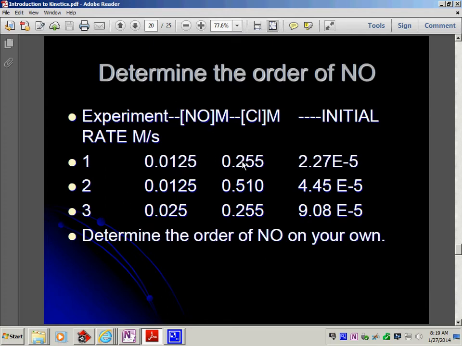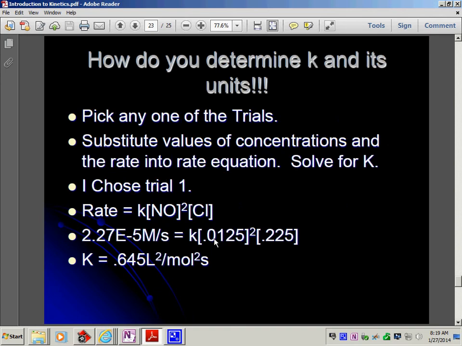Substitute concentrations in for each of these individuals, and substitute the rate in for the rate. Okay, so in this case, I chose trial 1. Put 0.0125, of course, there's a 2 here, square it. 0.225 to the first. Okay. I have my rate associated with that particular reaction. Then I just square it, multiply, divide out, and get my K value, which is 0.645, and I have some units here.